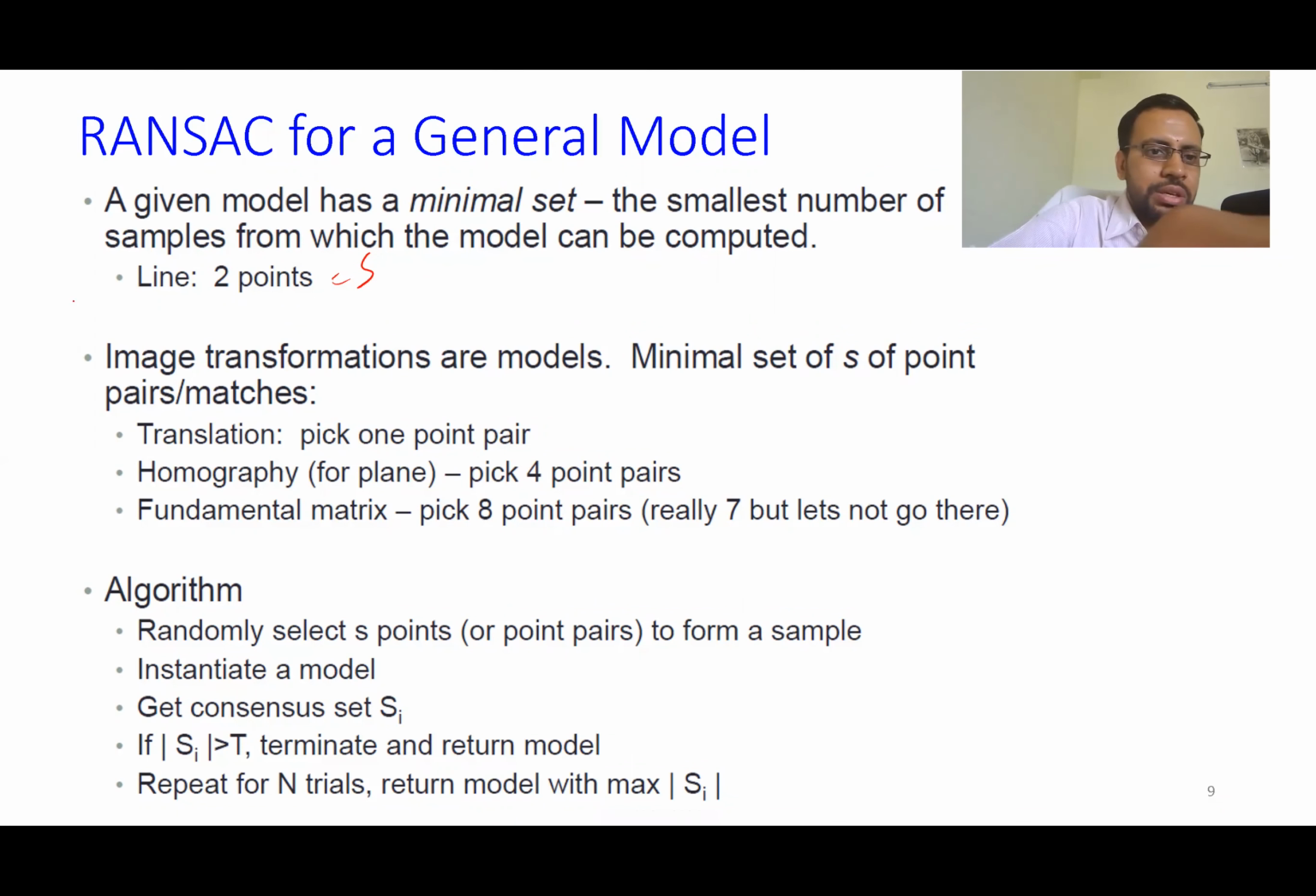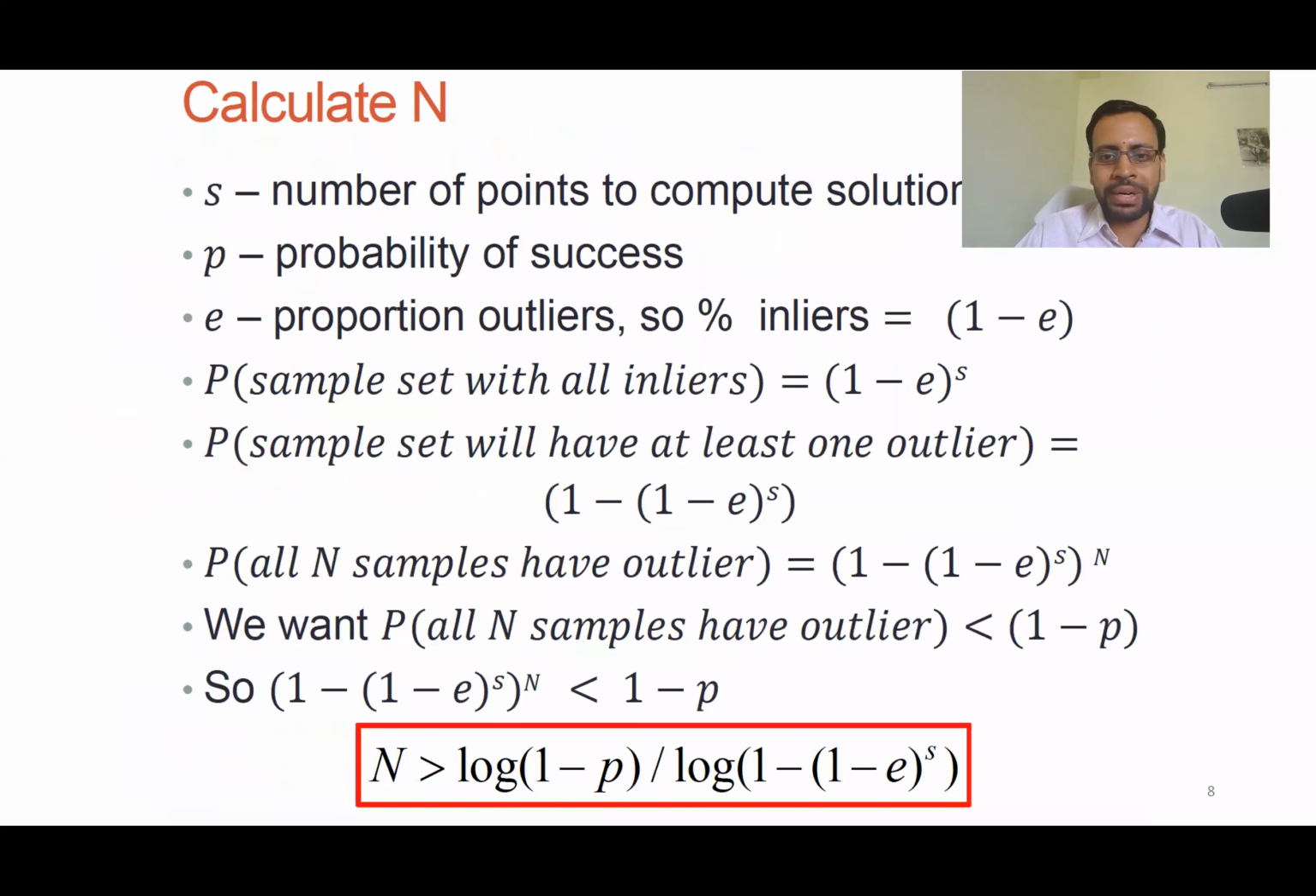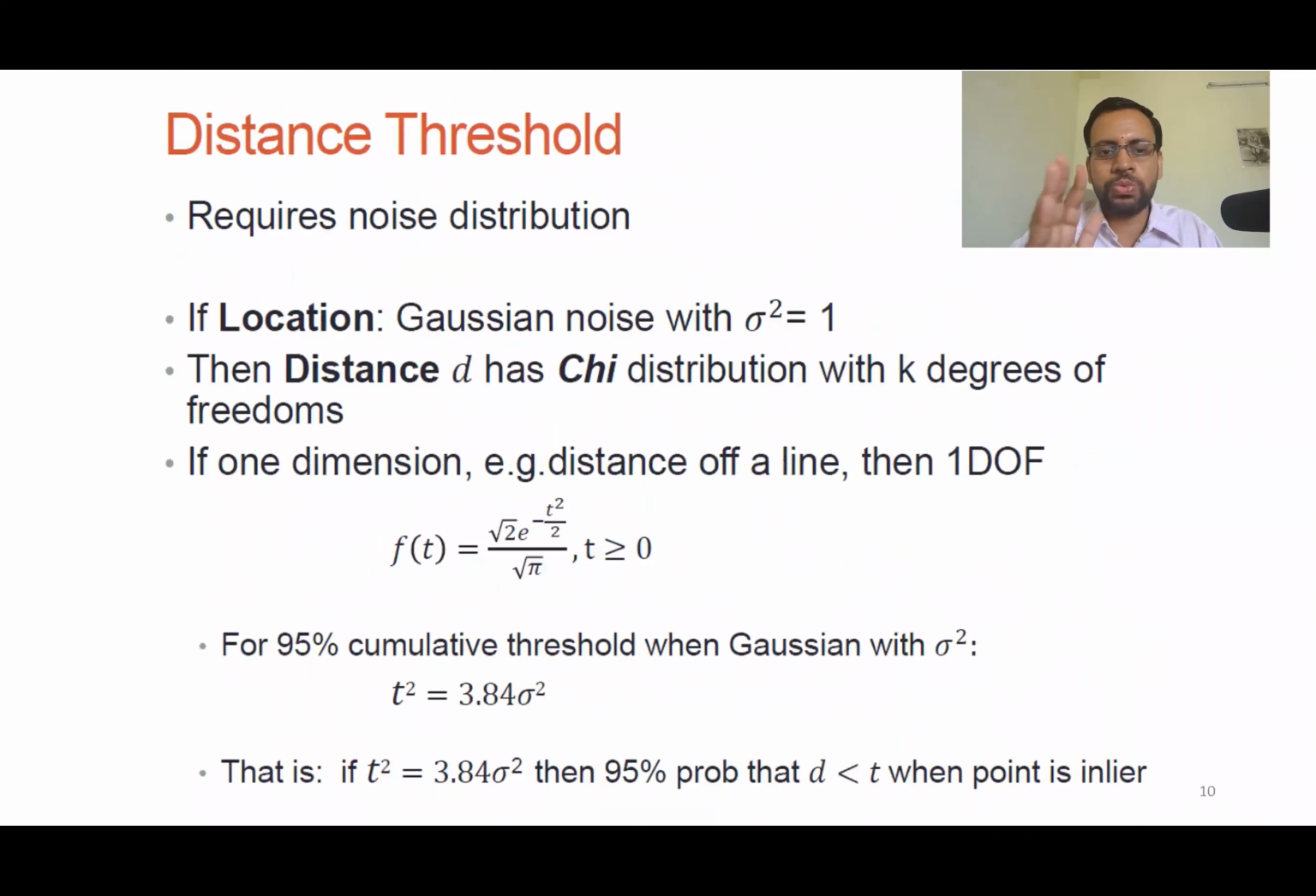Anyway, this is a different thing. This is a kind of line fitting, that's what we are looking at. But now you could see the same thing for obtaining image transformation. That's a simple thing to begin with, so that's why we started with that. Now the algorithm would be: randomly select S points from a sample, instantiate a model, get the consensus set Si. If that is greater than T, I'll talk about it in more detail, but I hope it is clear so far before I move forward.